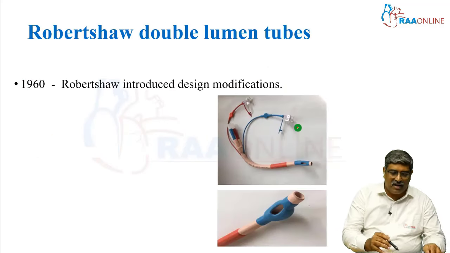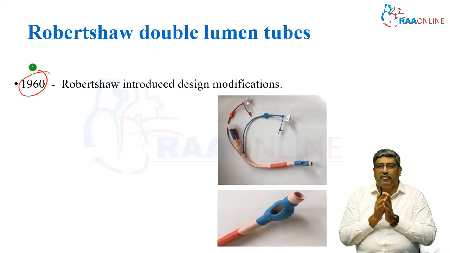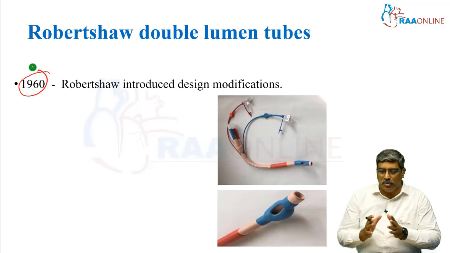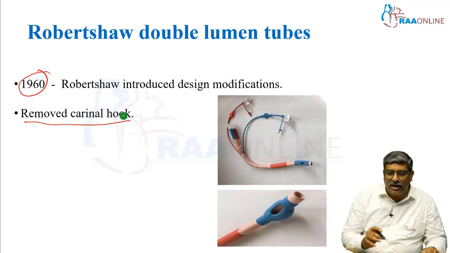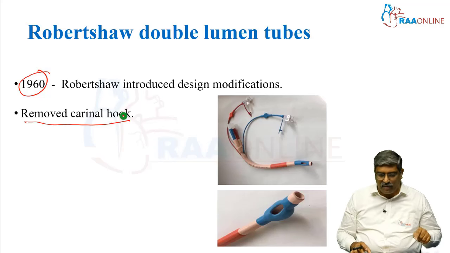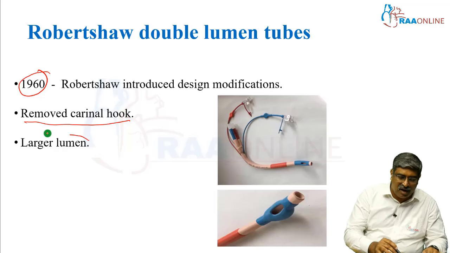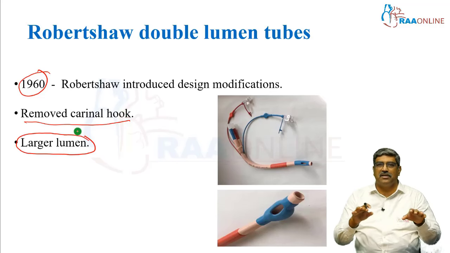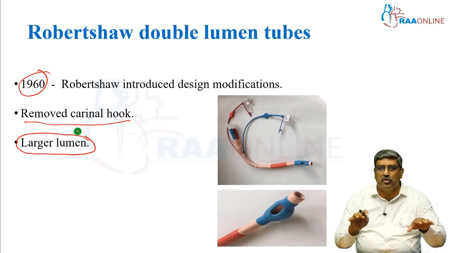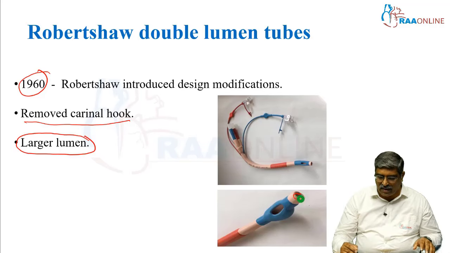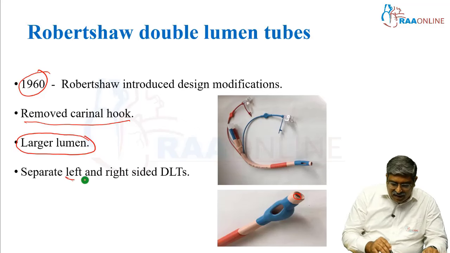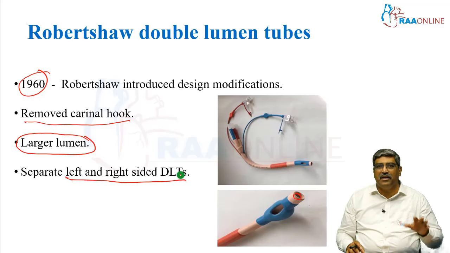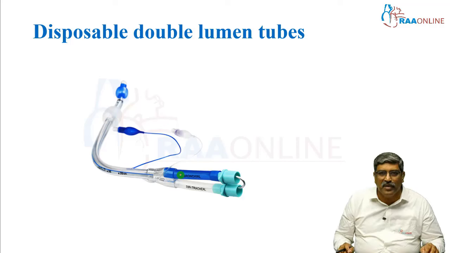And Robertshaw a decade later modified the Carlens tube. Here he did two things. He removed the carinal hook, so passing through the glottis is easier, and there is a larger lumen. Most of the disadvantages of Carlens tube were removed by Robertshaw. It had a bigger lumen, and there is separate right-sided and left-sided double-lumen tube in Robertshaw.